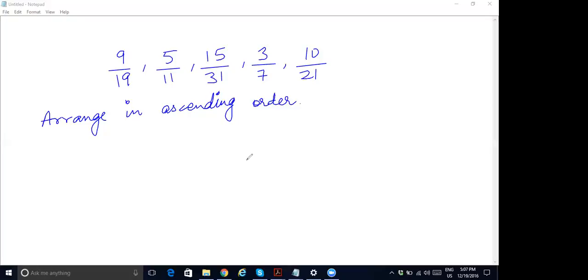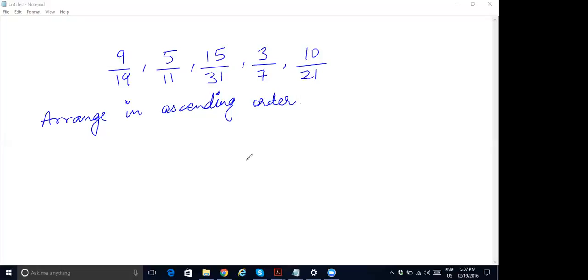I mean, the long method is to find the LCM, because then you make the denominators the same. Then you'll be able to compare. Very good. But I'm sure there's a shorter method. Yes. Now, you correctly pointed out that that will be a long method in this case.